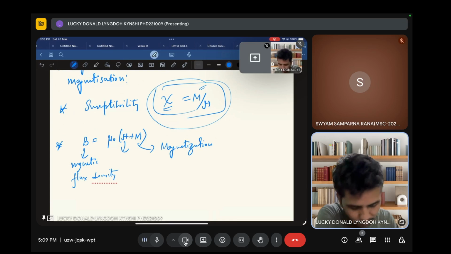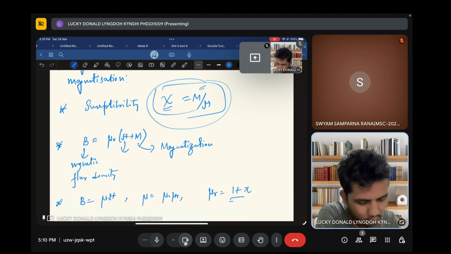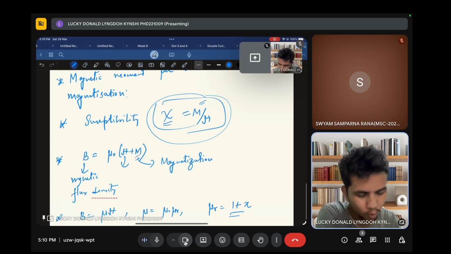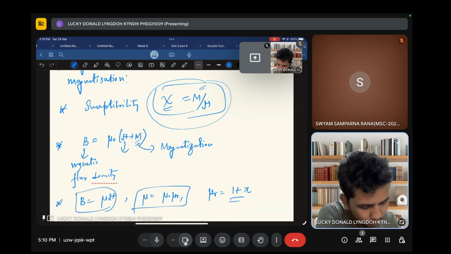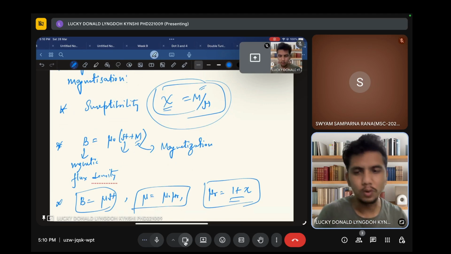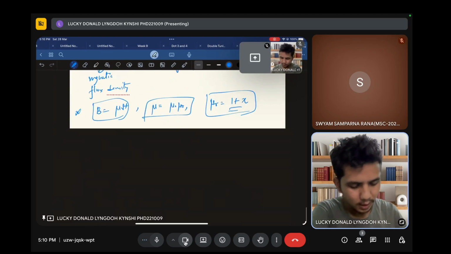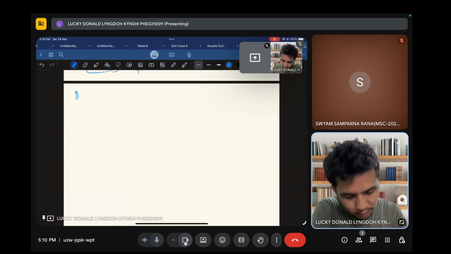Or I can also write the same relation as B is equal to mu H, which means that mu is equal to mu naught mu r, and mu r is equal to 1 plus psi. Why? Because you substitute M is equal to psi H, take H common, and you get B is equal to mu H, where mu is equal to mu naught mu r, and mu r is equal to 1 plus psi. These are some of the formulas that you might have already seen, and it will be helpful to have a look at them. Next, we will look at the diamagnetism part.